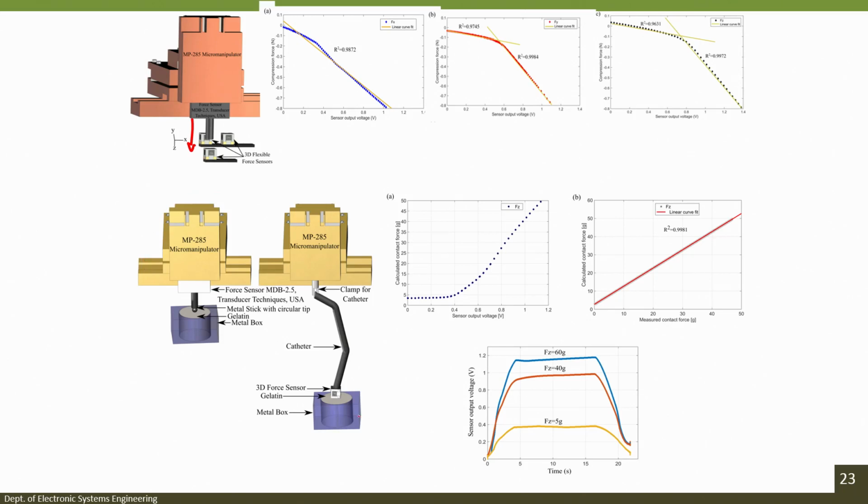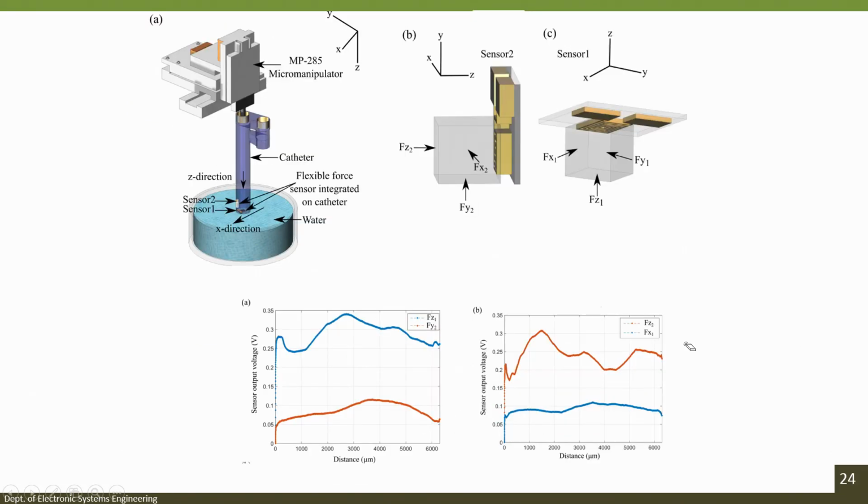Now, when you apply a force onto gelatin with the help of the catheter, you get the sensor output voltage versus calculated contact force, and the sensor measured contact force versus the calculated contact force. You can see that it is extremely linear, and thus the sensor can act as a force sensor. When we apply different forces from 5 gram to 40 gram to 60 gram, you can see the change in the sensor voltage. So 40 grams is our optimum force for the ablation, we have seen that.